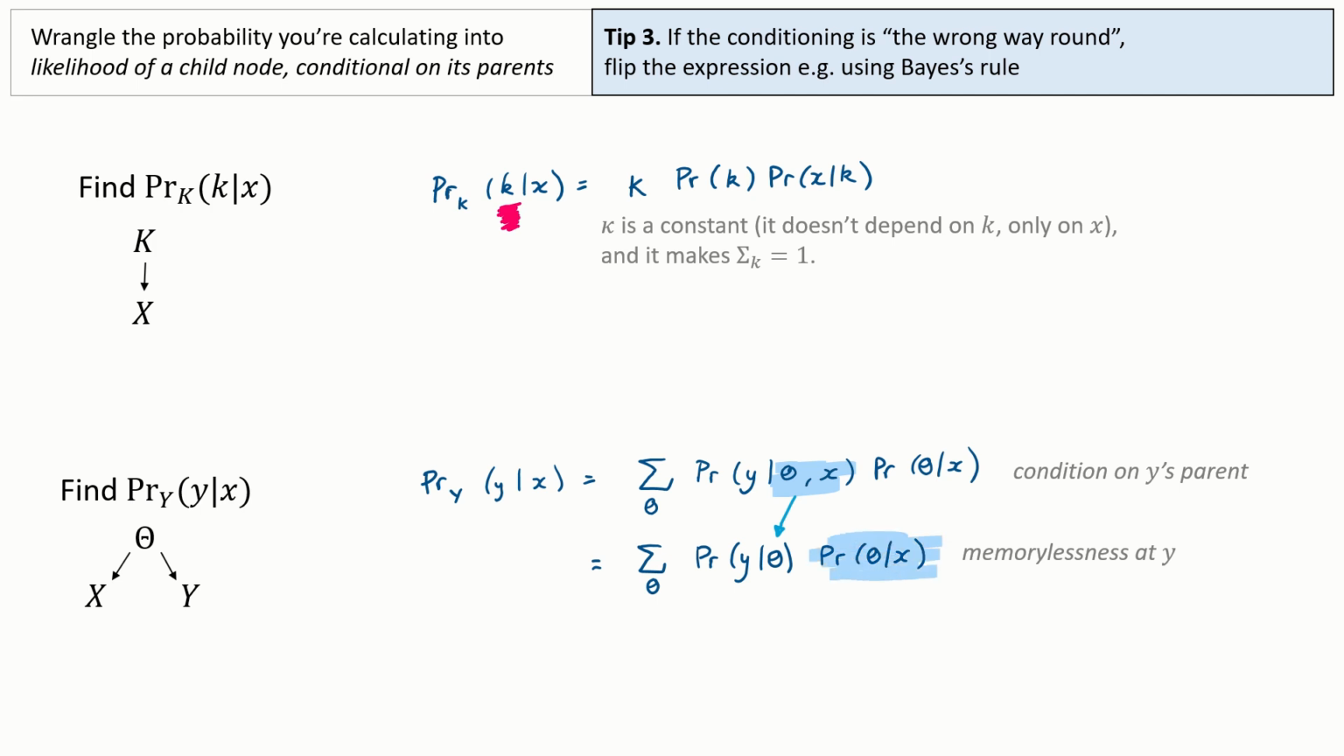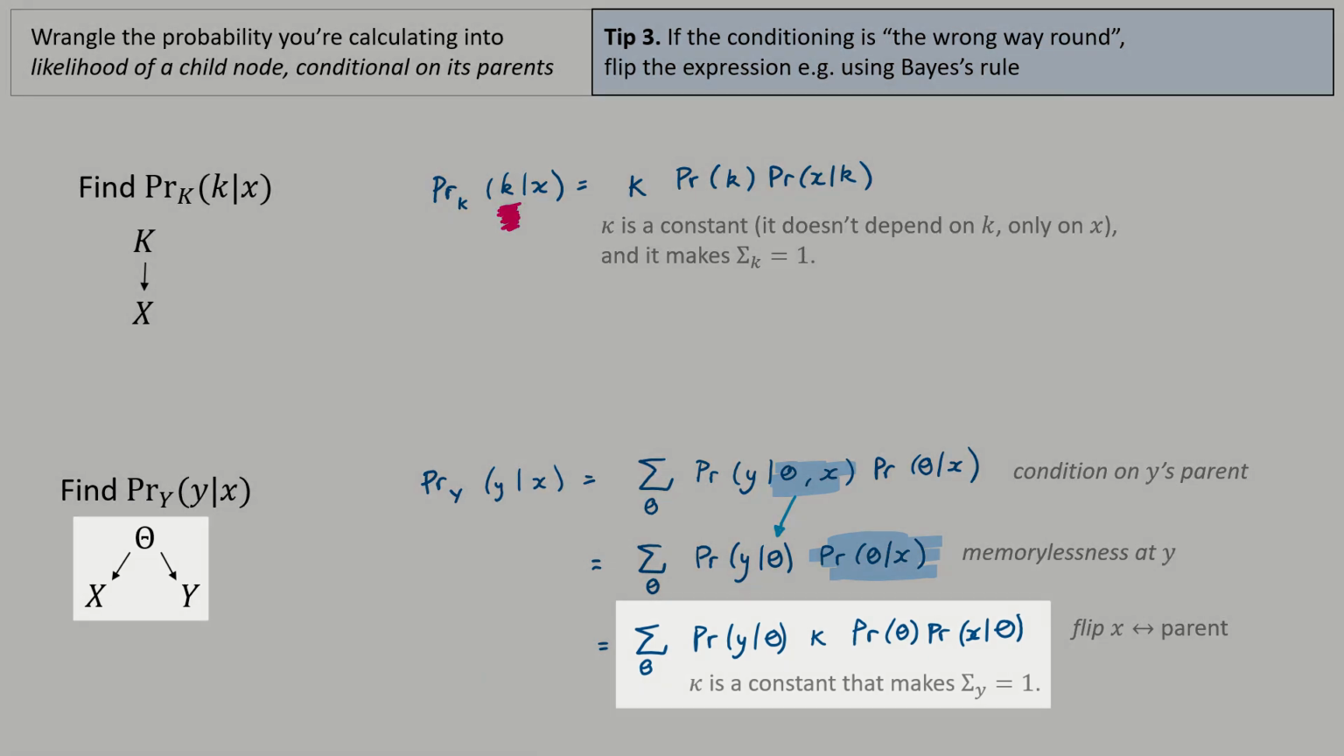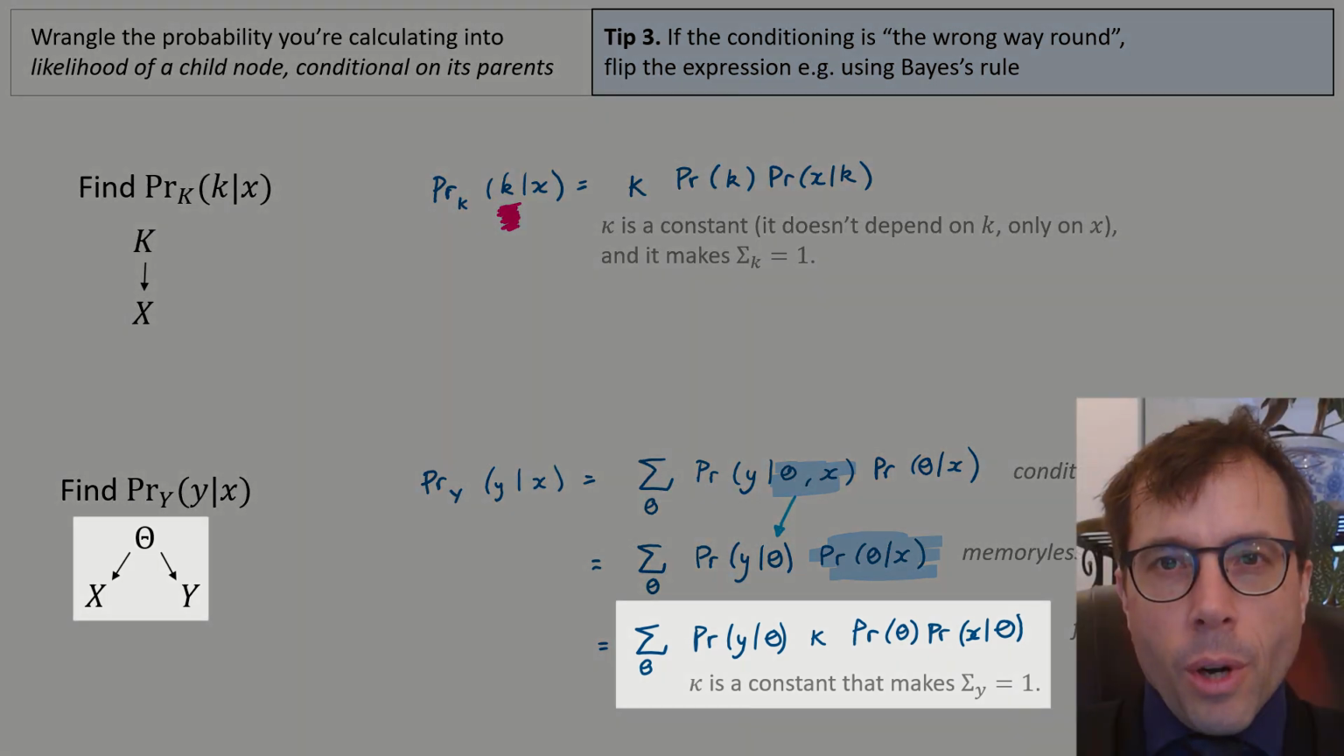Next, we have this pesky likelihood of theta given x term, which is the wrong way around. The general strategy says we want the likelihood of a child conditional on its parents, but here we have the likelihood of parent theta conditional on its child x, so we need to flip it around. We just use Bayes' rule to flip it into terms that are the right way around. The whole point of this procedure is that every single one of these terms that we've ended up with are things that we can read off directly from the question.